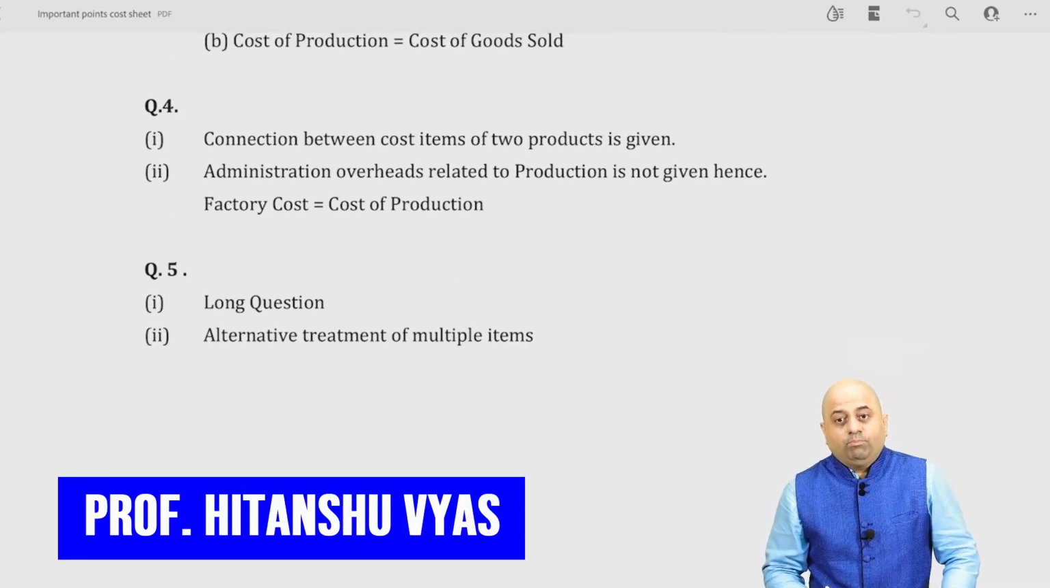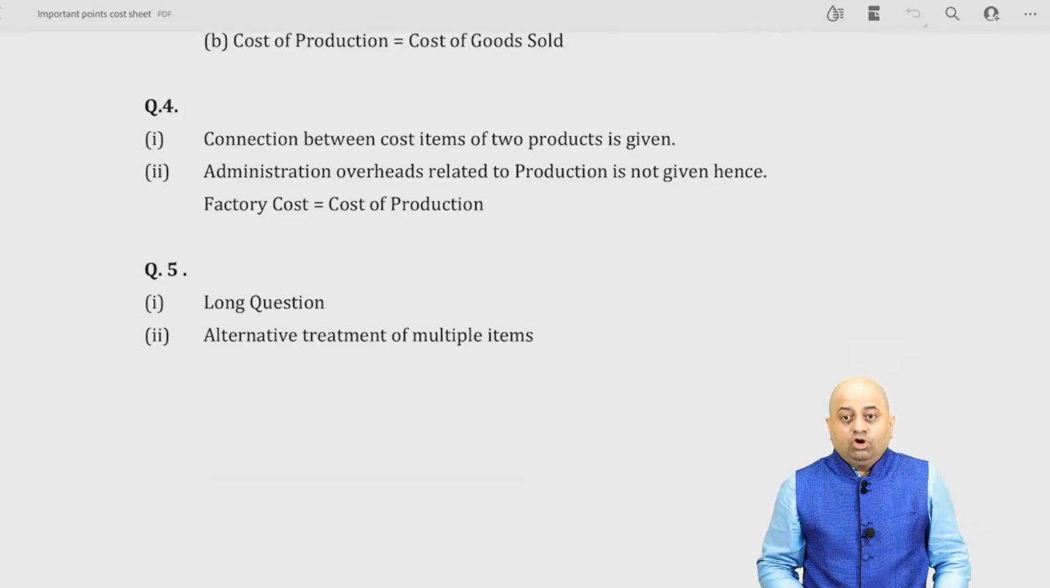With that, I finish my discussion of the chapter called Cost Sheet.